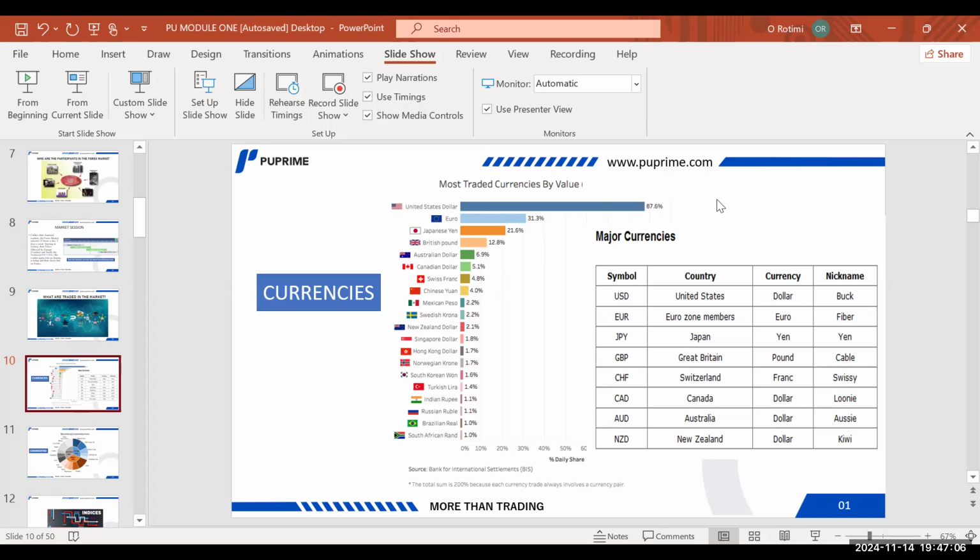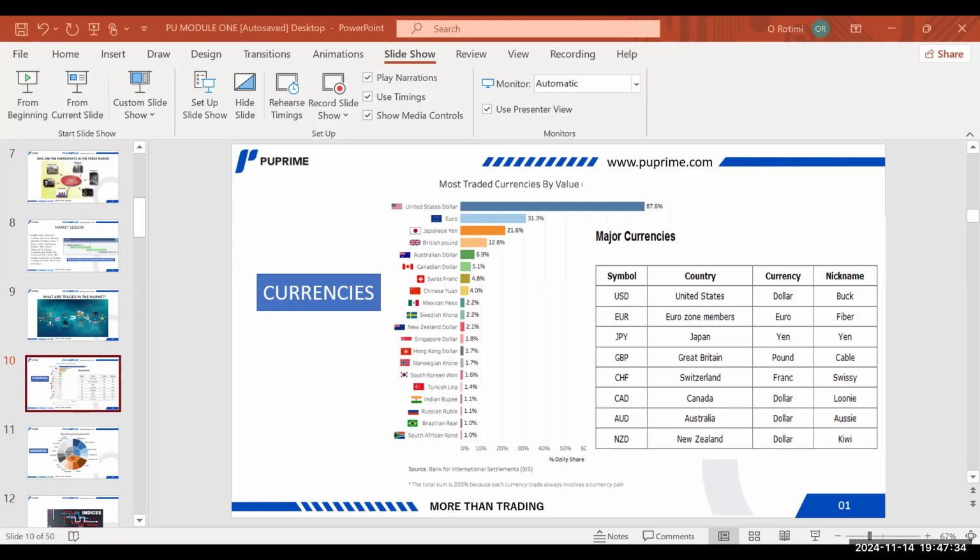the United States dollar has 87.6% trading volume. Now, in the forex market, it is said that the dollar is king. The American dollar is the most traded currency in the forex market. It is the most traded. There's no currency that is as traded as the American dollar, globally in the forex market.